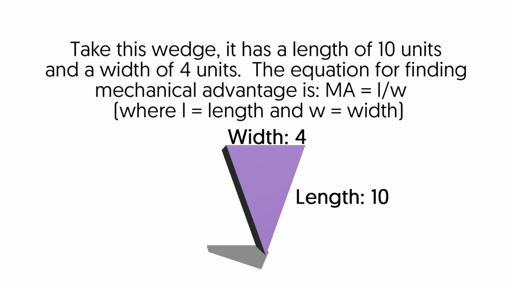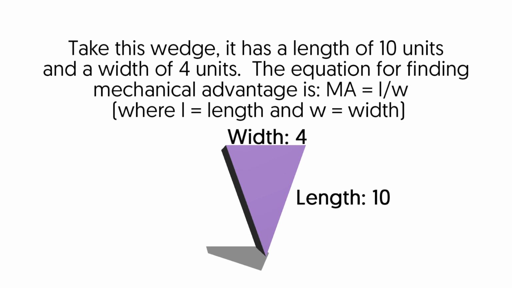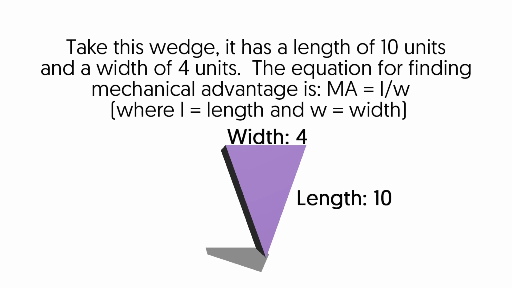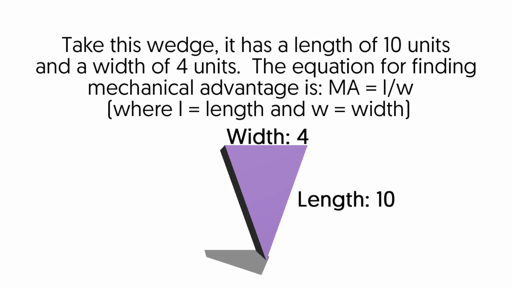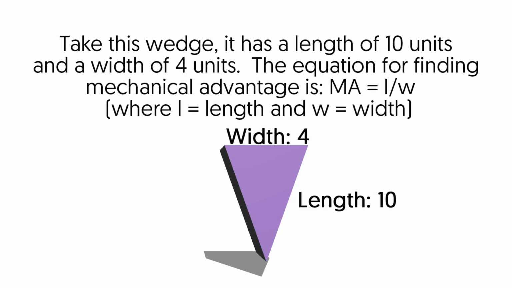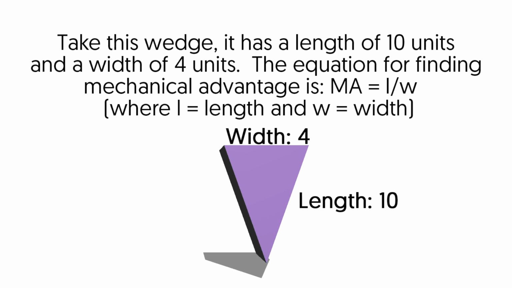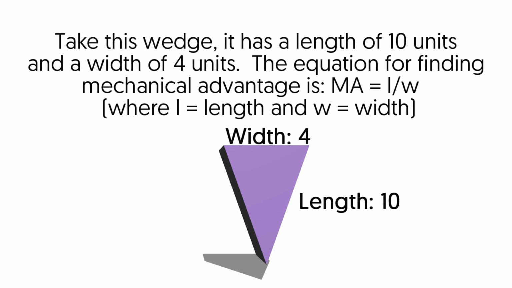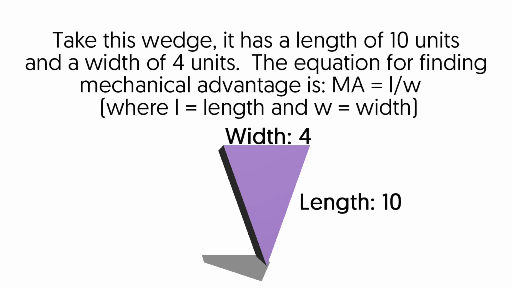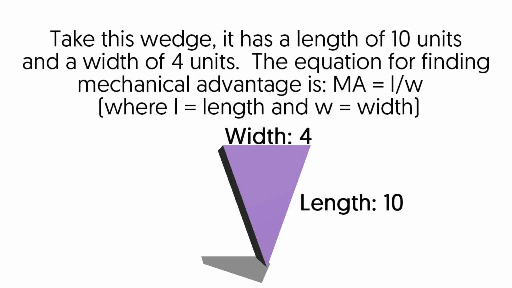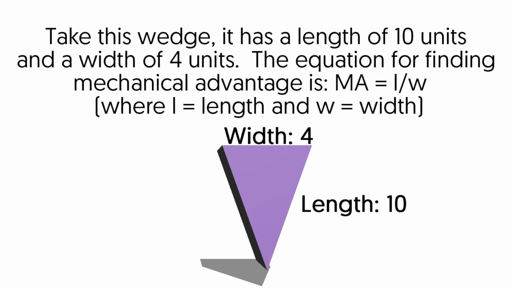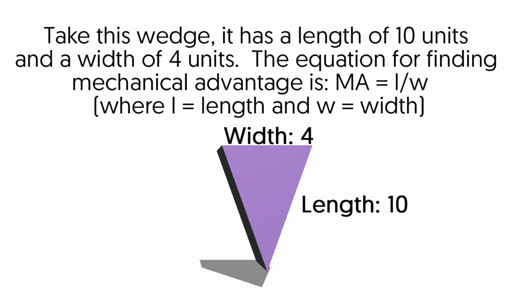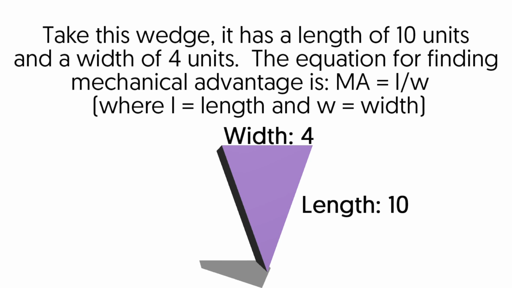Sometimes objects called inclined planes are also used to the same effect. Thankfully, finding the mechanical advantage of these two objects is relatively easy. Take, for example, this wedge. It has a length of 10 units and a width of 4 units. The equation for finding mechanical advantage is MA equals L over W, where L is equal to length and W is equal to width. So in this case, we divide 10 by 4, which equals 2.5. The mechanical advantage is 2.5.